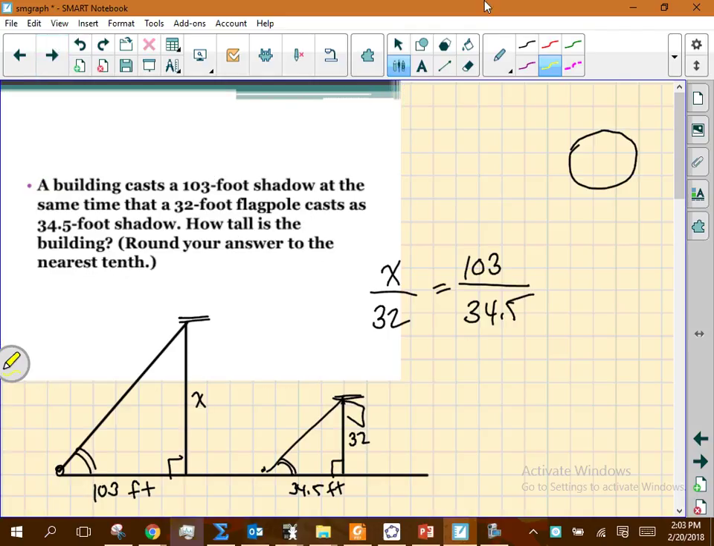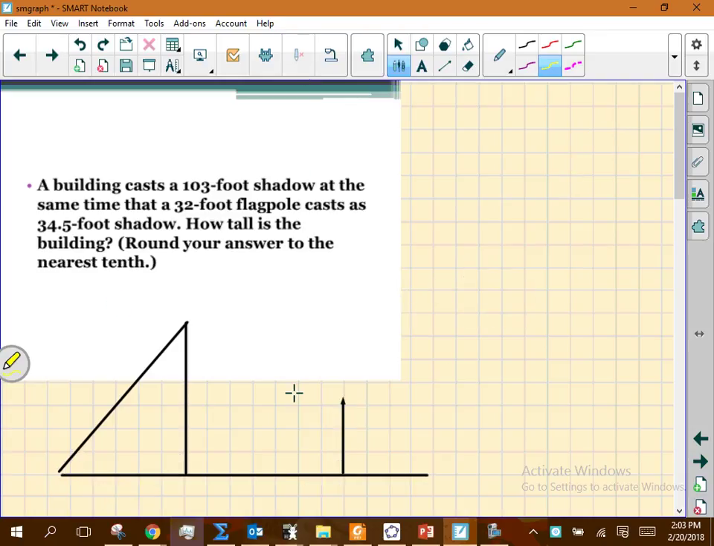But this is the concept. And got this in there from last class. We've got this situation: a building casts a 103-foot shadow at the same time that a 32-foot flagpole casts a 34.5-foot shadow. It says, how tall is the building to the nearest tenth? Okay. So right now, right here is my building. Okay.